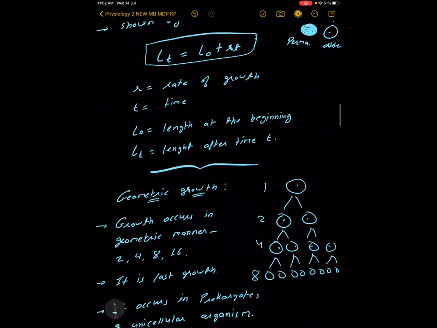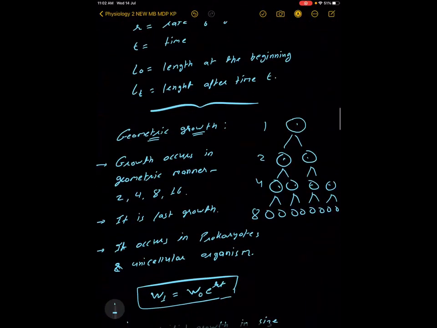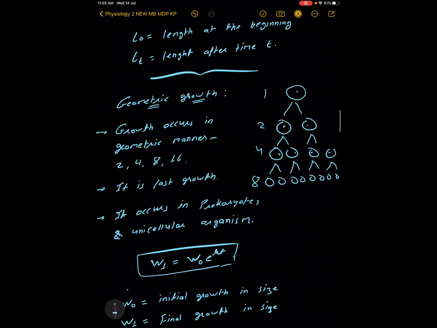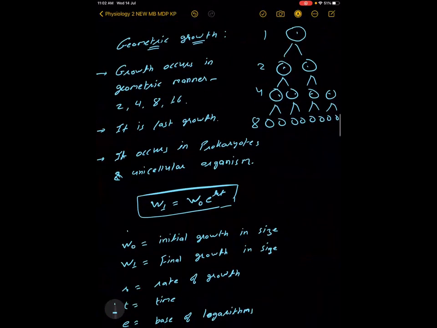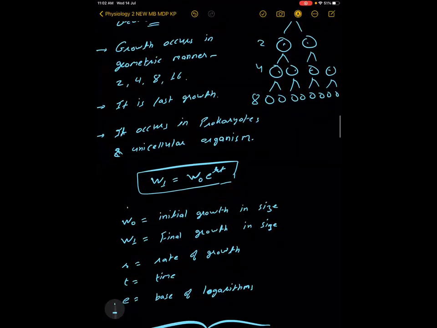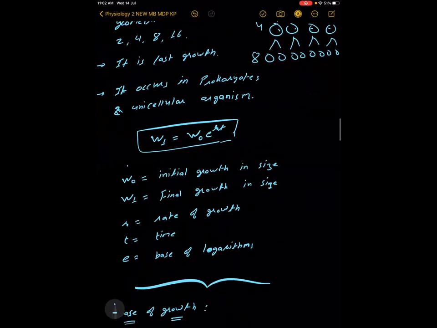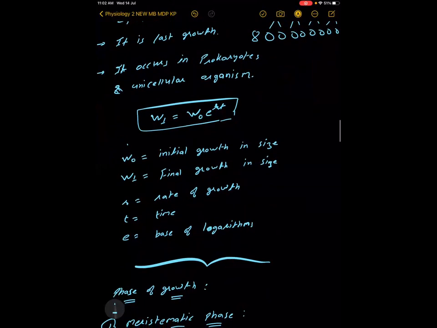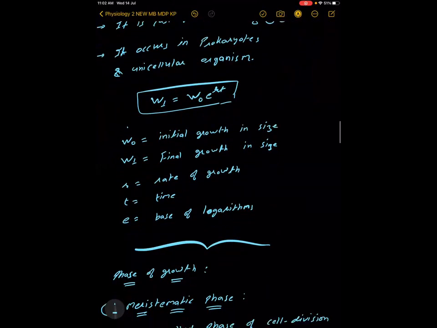Okay. Geometric growth doubles the number in a geometric manner: 2, 4, 8, 16, 32, 64, like this. So it is fast growth, shown by prokaryotes especially and unicellular organisms. W1 is equal to W0 e^rt. Okay, this is the equation.